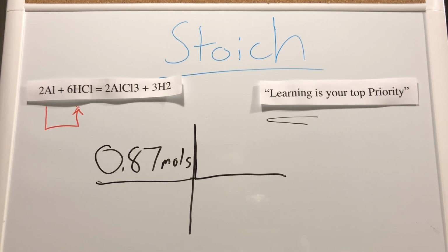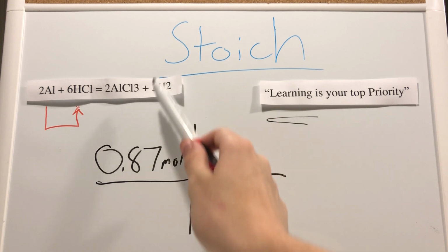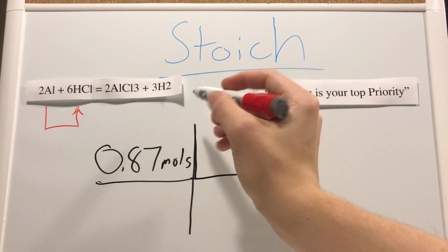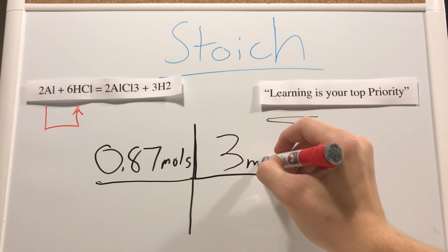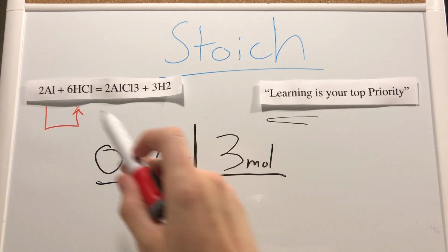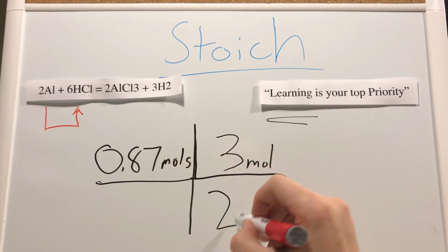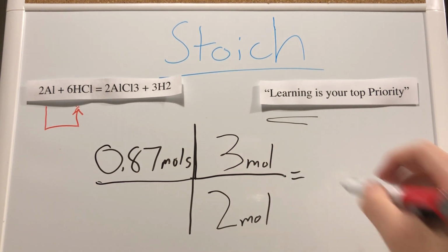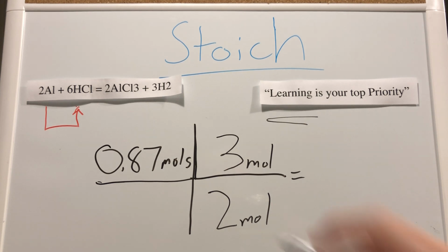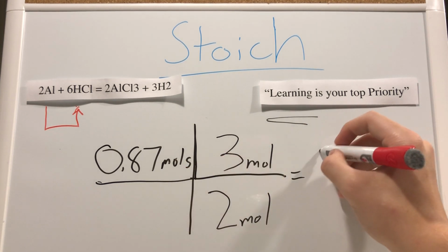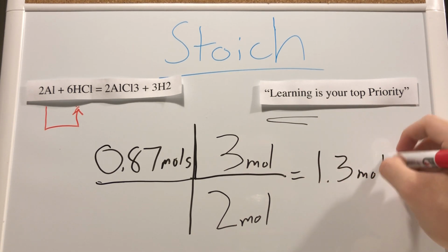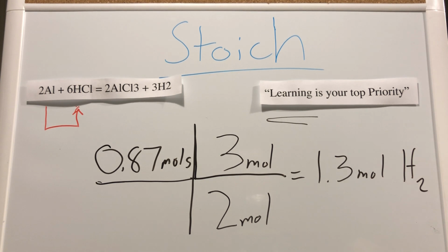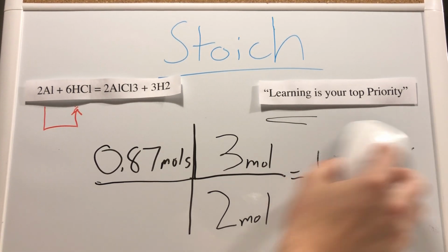Excuse my handwriting. So learning is our top priority. The thing we want to find or learn about is going to be in our numerator position. So our hydrogen gas we're going to find, we're going to put that coefficient on the top. So put our 3 moles. And then put our coefficient value for the aluminum on the bottom. Now you can just multiply across and divide, and there you go. You're lucky enough if you get it in moles, which makes it easy.